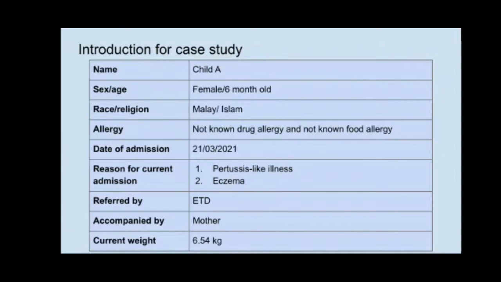This is the case study of child A. She is female, a 6-month-old. She is Malay and Muslim. She has no known drug allergy and no known food allergy. She was admitted to the pediatric ward on 21st March 2021, and the reason for the current admission is pertussis-like illness and eczema. She was referred by ETD, and during the admission she was carried by her mother. Her current weight was 6.54 kilograms.